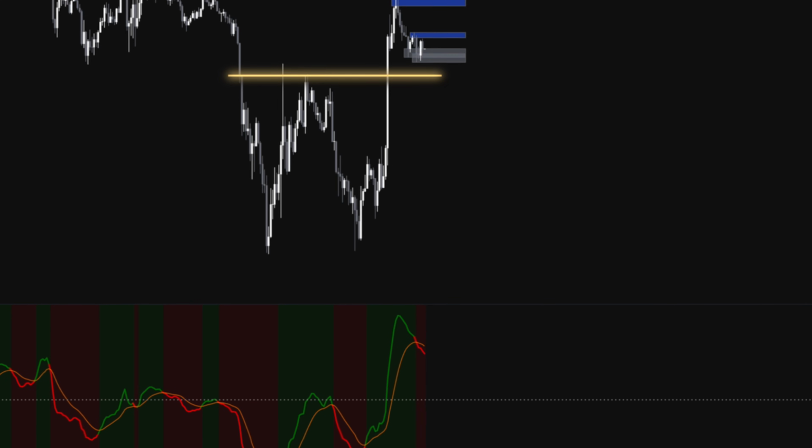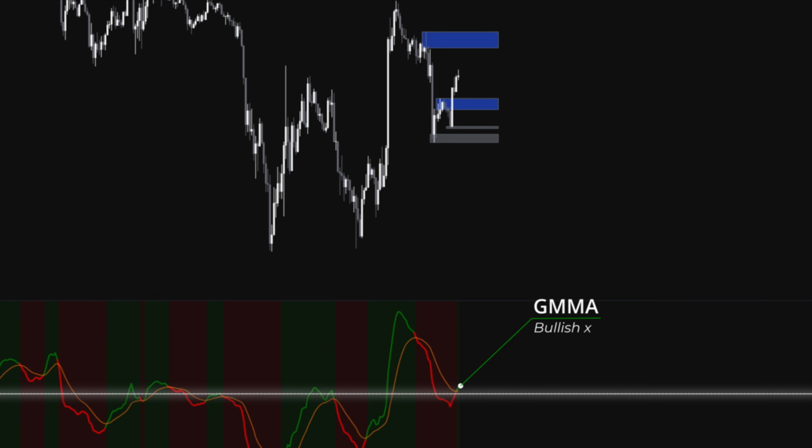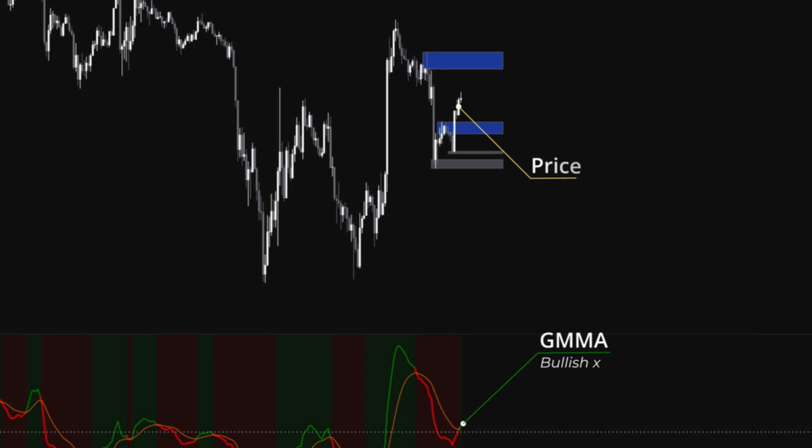Now, here's what we're looking for. During that pullback, the GMMA oscillator needs to stay above the zero line, and we need to see the green GMMA line cross back above the orange signal line. That's confirming that upward momentum is building. At the same time, we're watching for price to break above our blue resistance zone with volume.